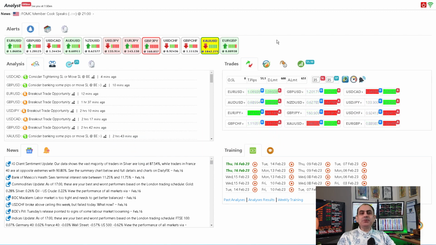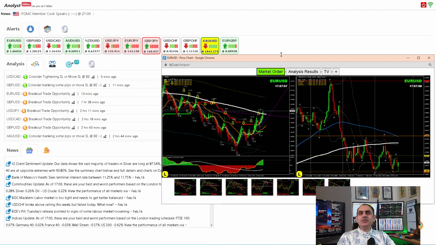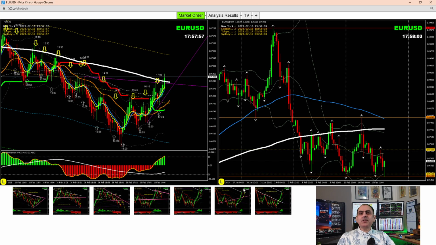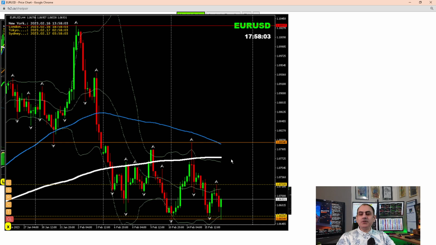Let's move into the three major currency pairs: Euro USD, Pound Dollar, and Dollar CAD. Right, so Euro USD, if you look at the 4-hour chart, that's pretty straightforward. Yesterday in the Asian session we had a short trade here, then a long trade here, and at the New York session we also had a short trade here.